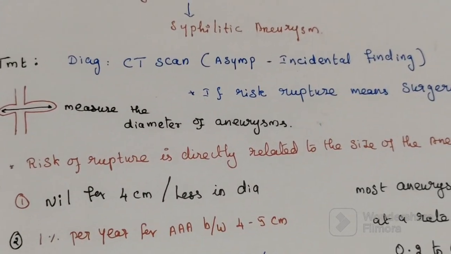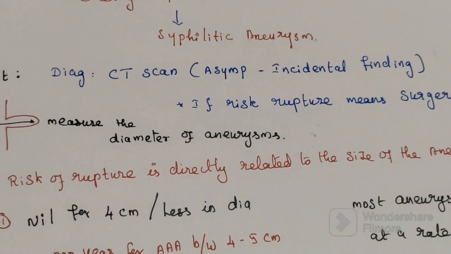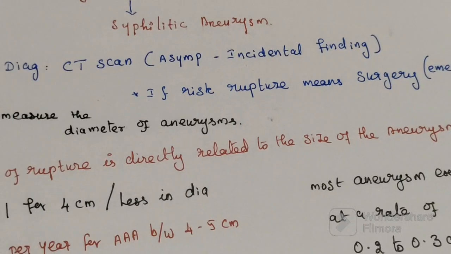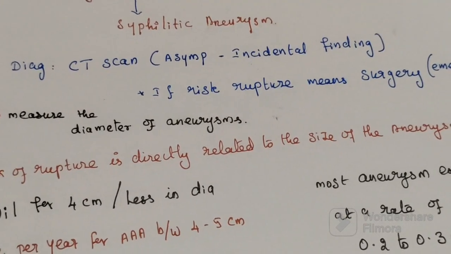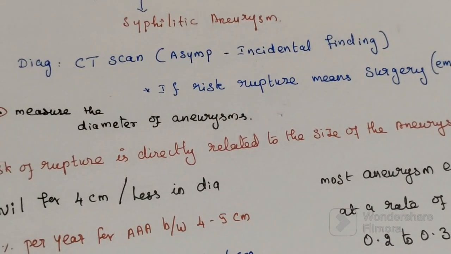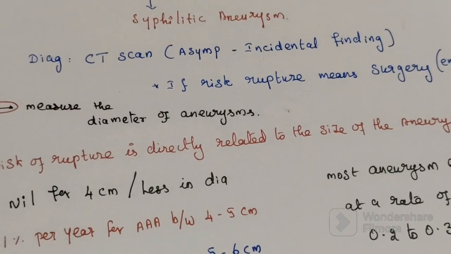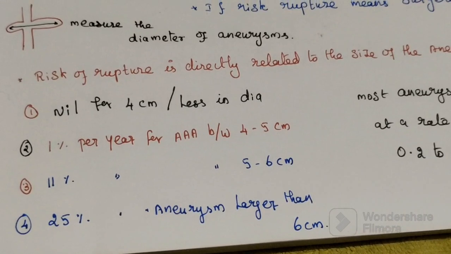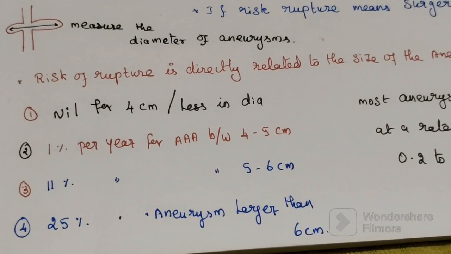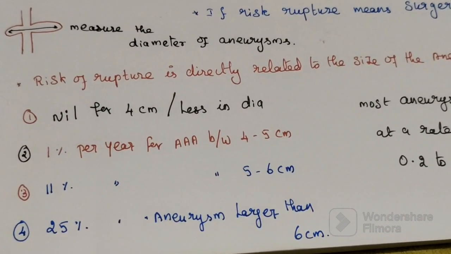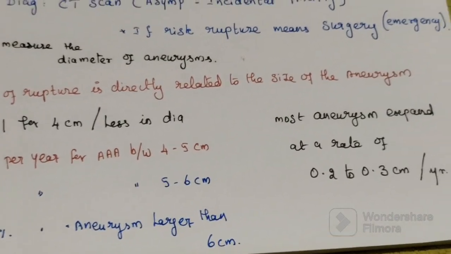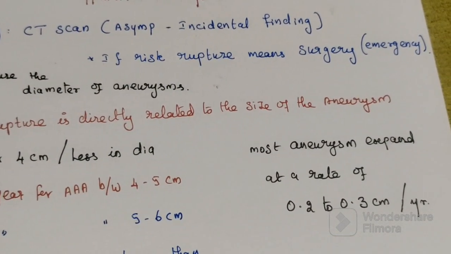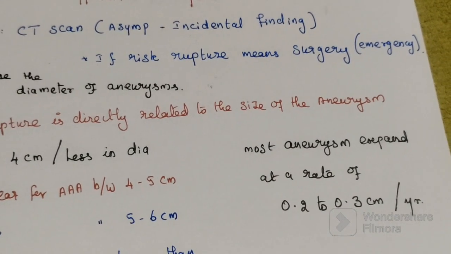So these are the treatment. By using CT scan, we can find out based on the rupture, we can give treatment. Rupture severe means emergency condition. So we will do surgery. Less than 4 cm means don't operate, wait and watch. So last one, every year increasing in size 0.2 to 0.3 cm.